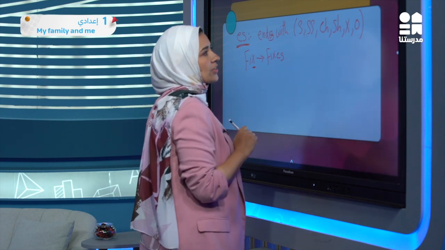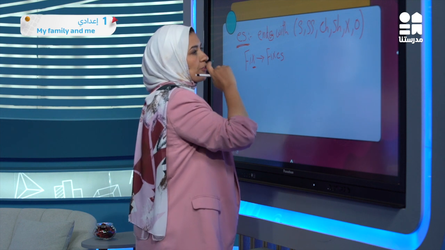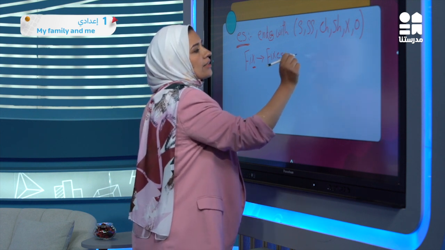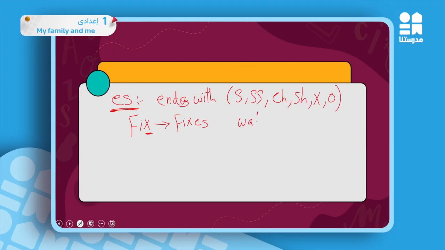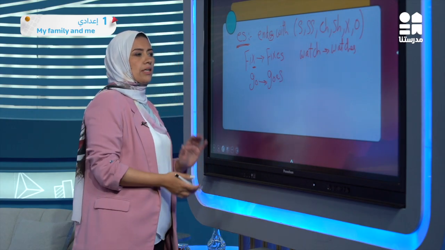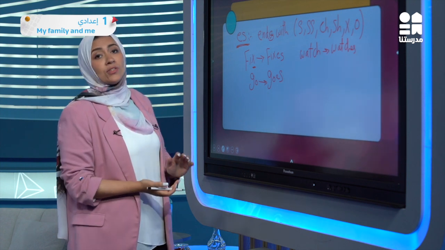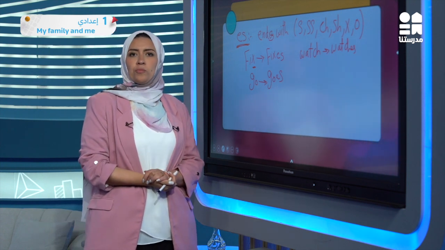طيب. Another example. If I have a verb that ends with ch, like watch. What's the meaning of the word watch? يشاهد. What should I do? It will be watches. طيب الverb go, it will be goes. تمام؟ Okay. طيب when should I add IES to the verb?